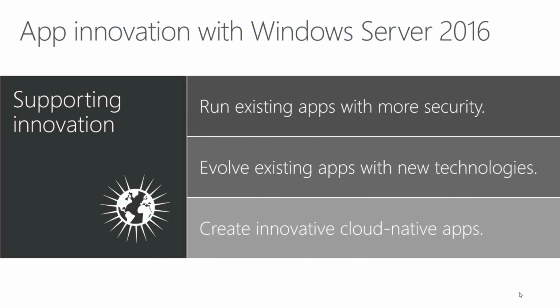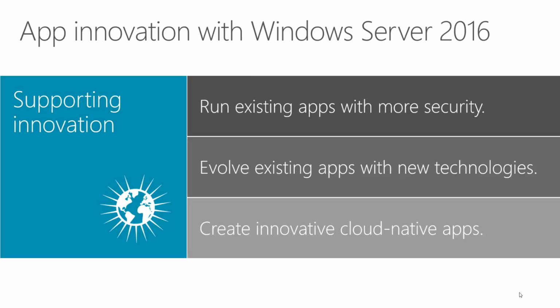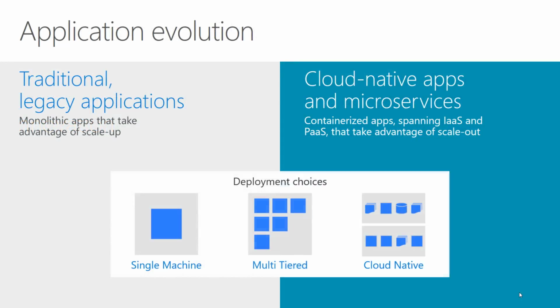So when we start taking a look at the three main areas inside of app innovation with Windows Server, the first one is running existing apps with more security. So how can we take our existing apps and run them in new models that make more sense than some of the models we may have looked at previously? How can we continue to evolve these existing apps? And then finally, what are some ways that we can really start creating innovative cloud apps, cloud native apps, but start really deploying at a much more rapid pace than we've done before?